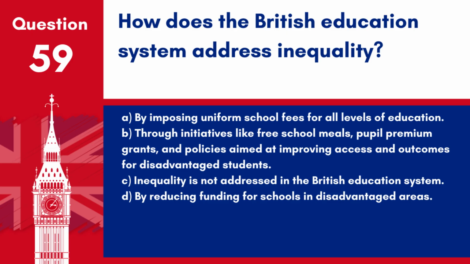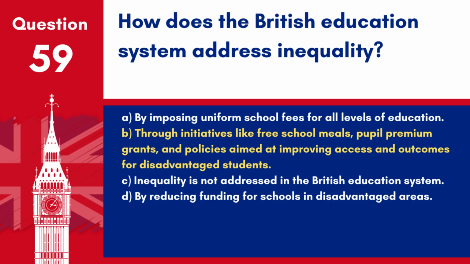A. By imposing uniform school fees for all levels of education. B. Through initiatives like free school meals, pupil premium grants, and policies aimed at improving access and outcomes for disadvantaged students. C. Inequality is not addressed in the British education system. D. By reducing funding for schools in disadvantaged areas.